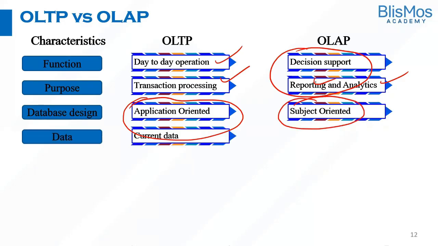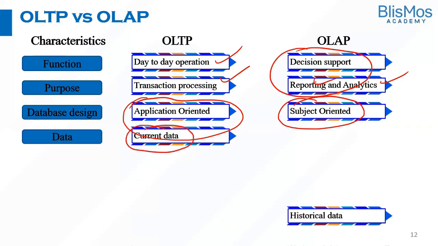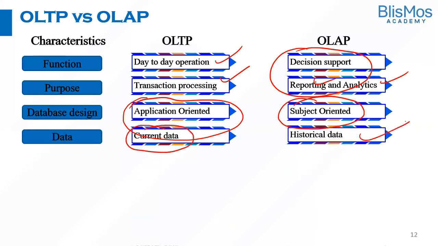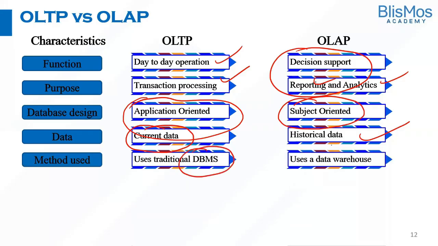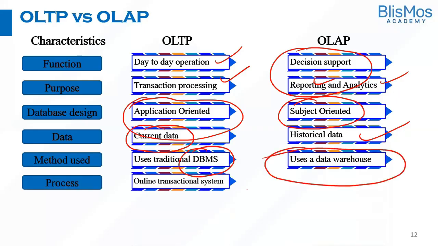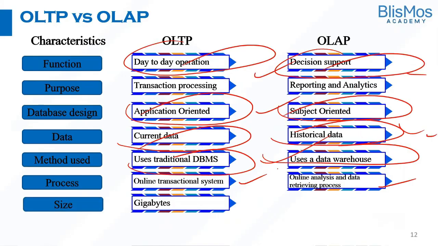In case of data, OLTP systems would have current data. OLAP systems would have historical data dating back months, years, like that. In terms of the method used to create them, for OLTP systems we use RDBMS systems. Here in OLAP, we use the data warehouse. In terms of process, OLTP systems are online transactional systems and OLAP systems are online data retrieving processes. The size of OLTP systems is in gigabytes. On the other hand, OLAP systems are in terabytes.